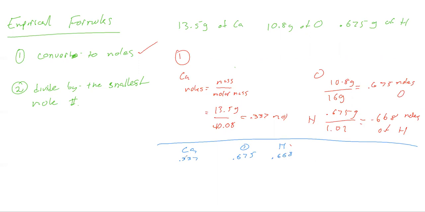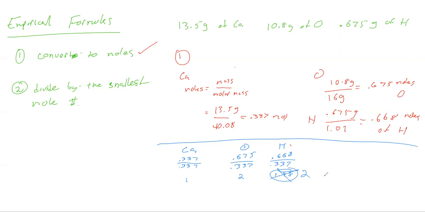Looking at all these numbers, I see that this 0.337 is the smallest. So I'm going to divide each of these numbers by 0.337. That's what I mean by divide by the smallest mole number. So we want to divide them all by the smallest of these numbers. And I get 1, 2, and like 1.98. Because this one here is so close to 2, we're just going to round it up to 2.